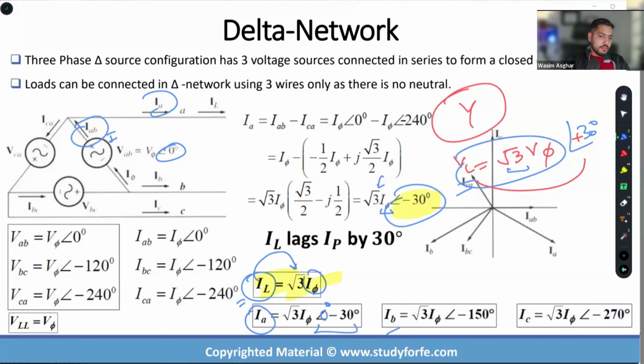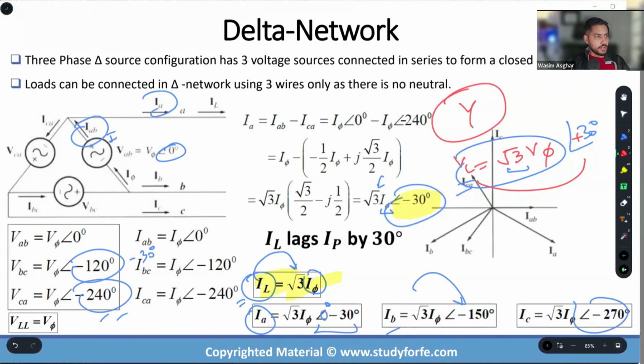So for B, we were at minus 120, sorry, pulled back by another 30 degrees results in minus 150. And then minus 240 minus 30 is going to result in minus 270 degrees. Okay. So this is where the square root 3 and 30 degrees come from in the delta network. It is not intuitive. It is not given in the reference handbook. It requires attention to detail.